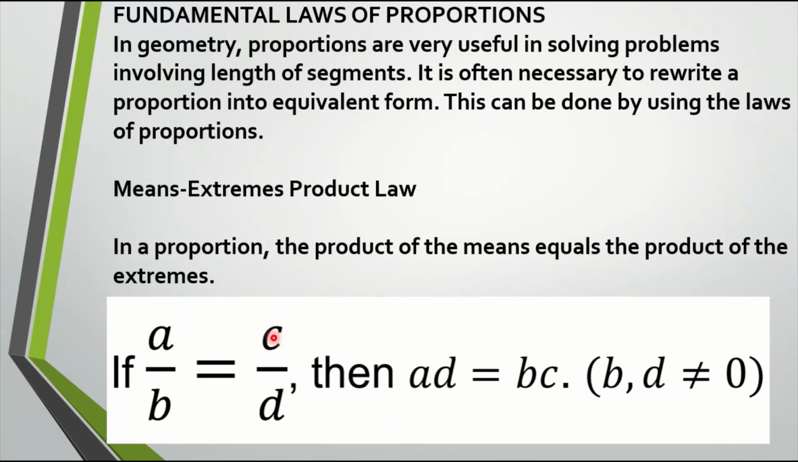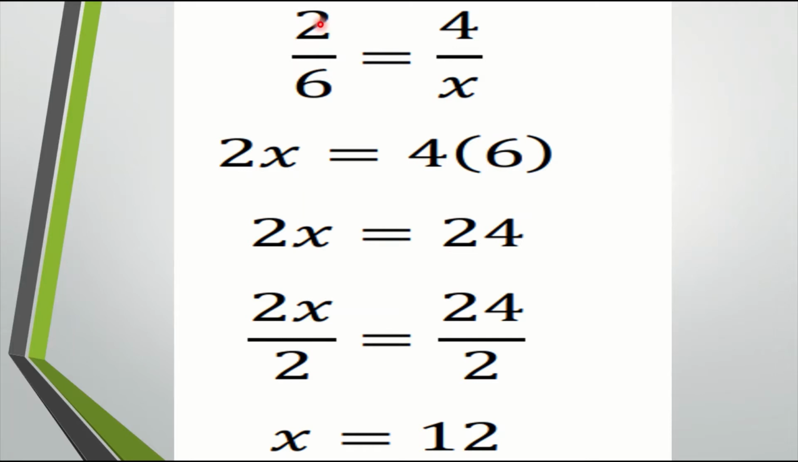Why do we use cross multiplication? In a proportion, when two fractions are set equal, you can use the means extremes product law, or cross multiplication. So A times D is AD, and B times C is BC. For example, we have 2 over 6 equal to 4 over x. So 2x is equal to 4 times 6. How did it happen? The 2 multiplied with x, and the same with 6 and 4.